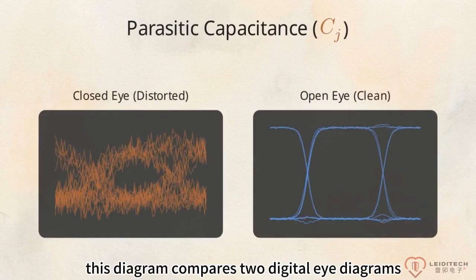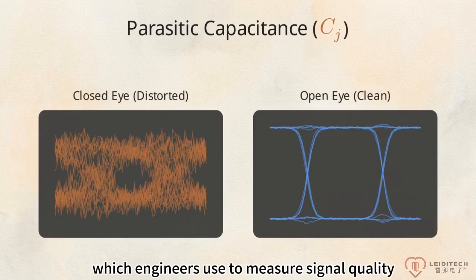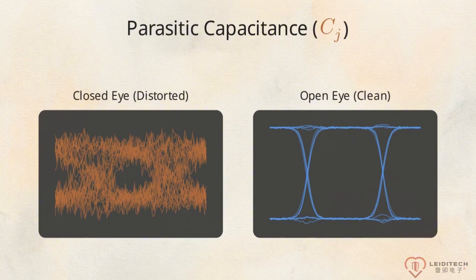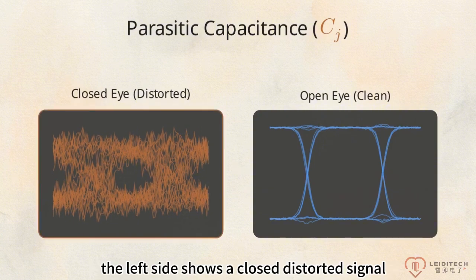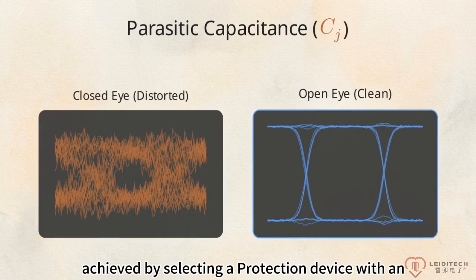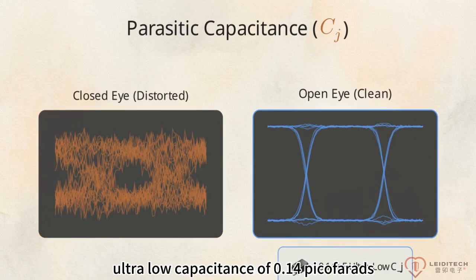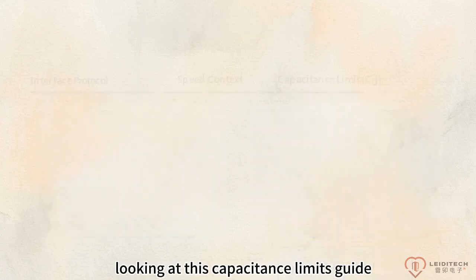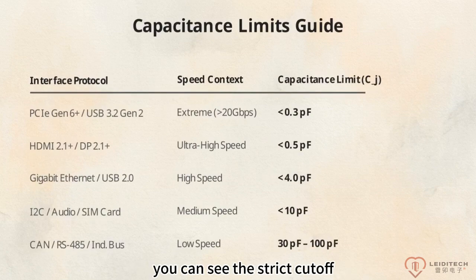This diagram compares two digital eye diagrams, which engineers use to measure signal quality. The left side shows a closed, distorted signal. The right side shows an open, perfect signal eye, achieved by selecting a protection device with an ultra-low capacitance of 0.14 picofarads. Looking at this capacitance limits guide, you can see the strict cutoff lines for system bandwidth.